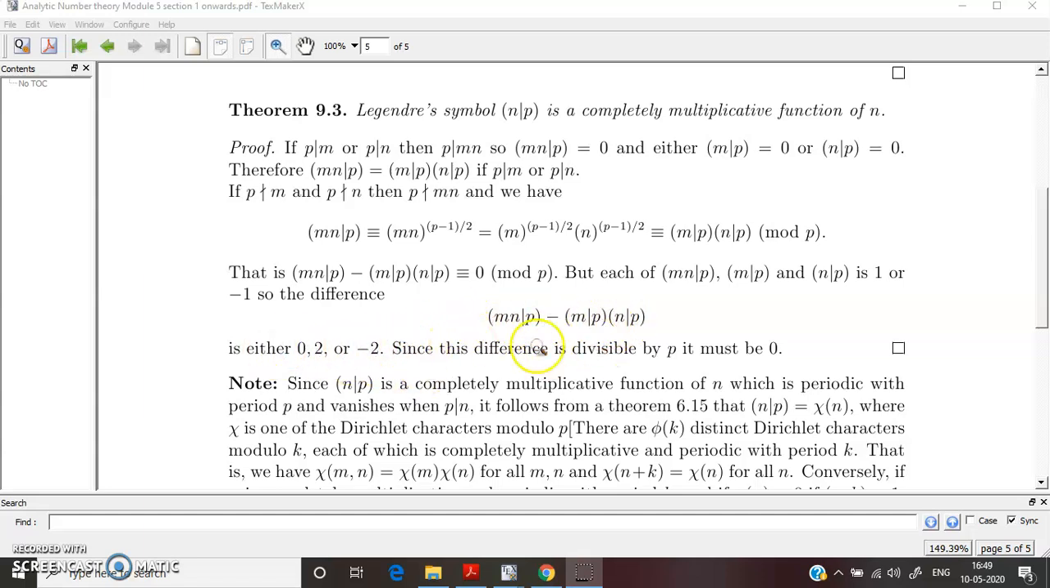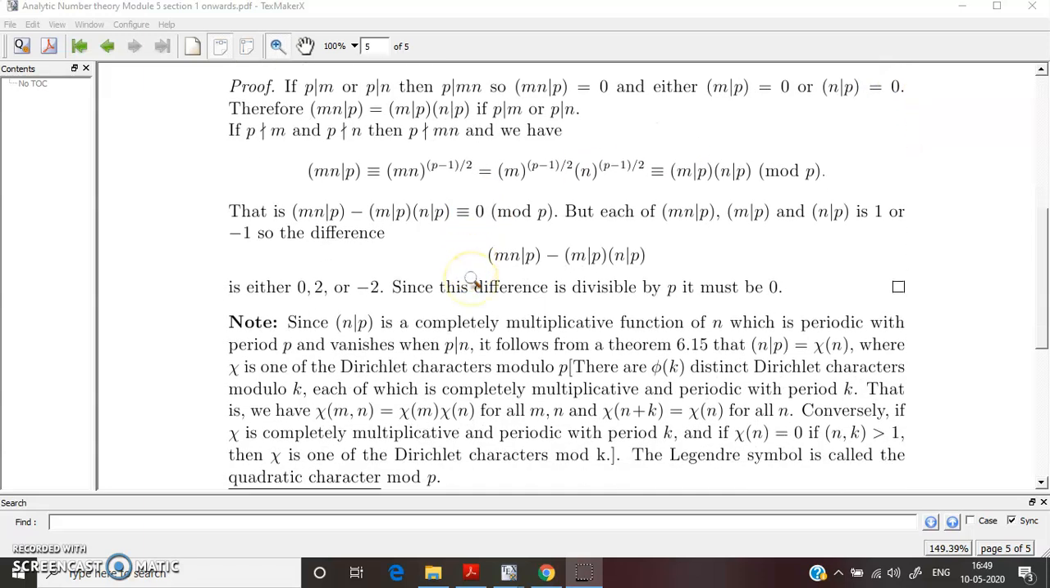So these are the possible values, but we know that this is divisible by p. If this is divisible by p, that means this should be congruent to 0. So since the difference is divisible by p, it must be 0. This being 0 means (mn over p) is congruent to (m over p)(n over p). Thus we have proved that the Legendre symbol (n over p) is a completely multiplicative function of n.